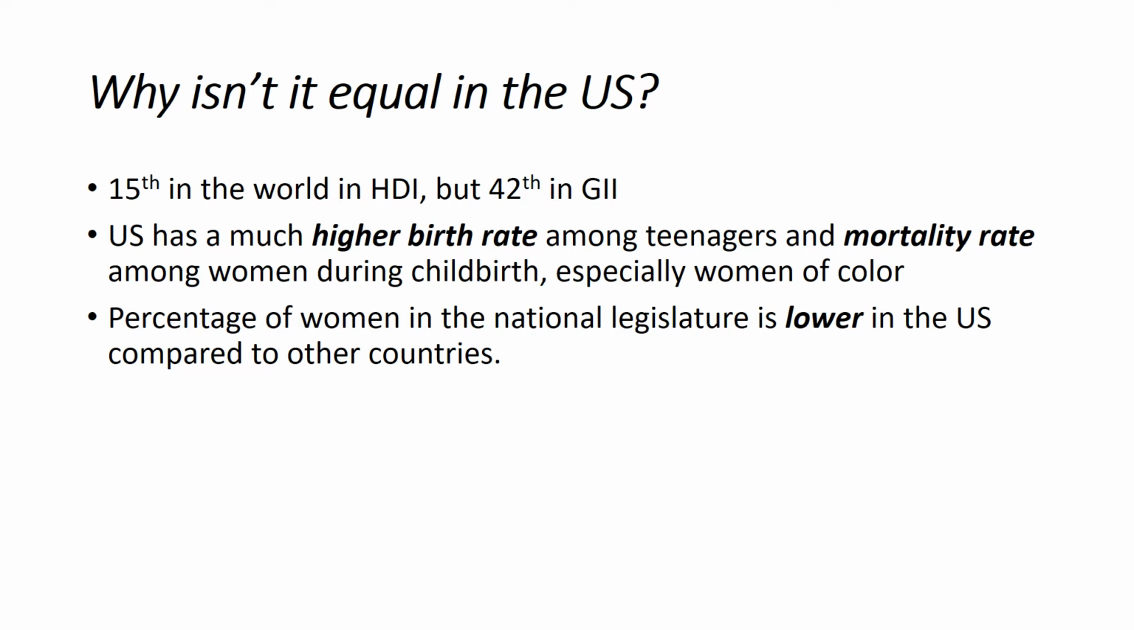If you look at the United States, we're 15th in the world in HDI, but we're 42nd in GII. And that's because the US has some unique issues. The US has an incredibly high birth rate amongst teenagers, and we still are dealing with a maternal mortality rate among women during childbirth, especially women of color. We also, while we do have more women than ever in the national legislature, it's still lower compared to many other countries. So, by these traditional standards of measurement, we're still not as far as we'd like to be.